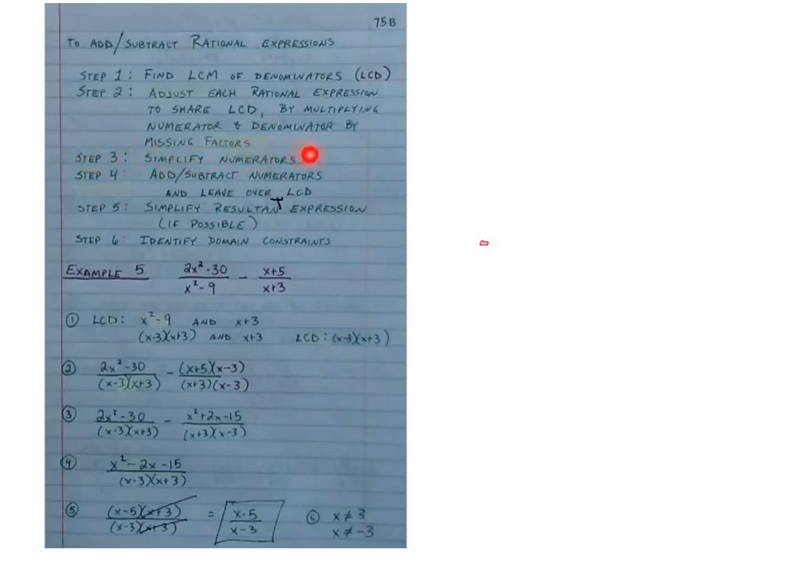Step 3, we're asked to simplify the numerators. So the numerator on the left is already simplified. The numerator on the right we need to multiply out.